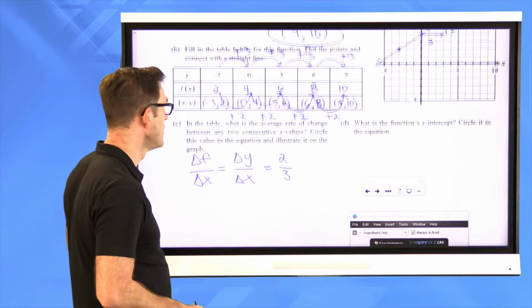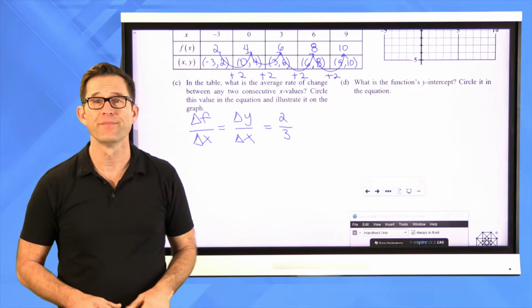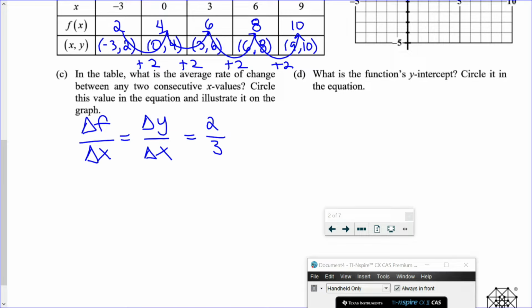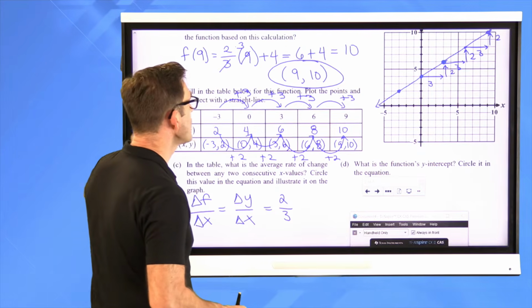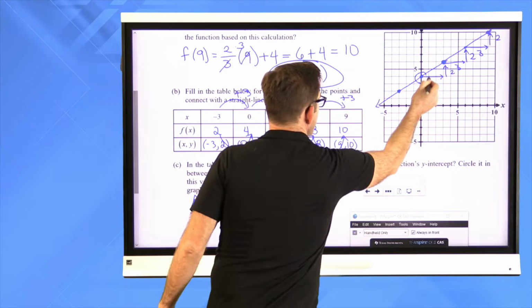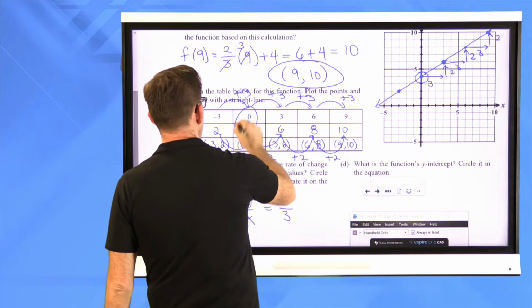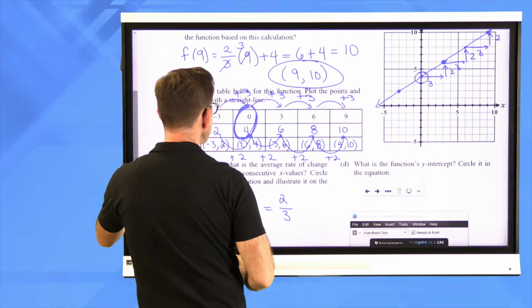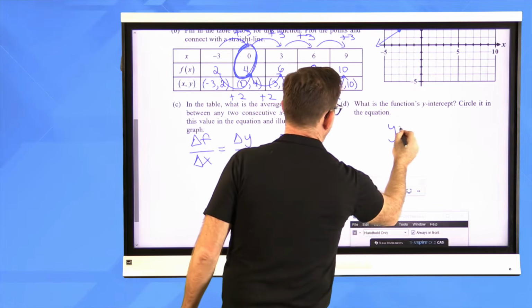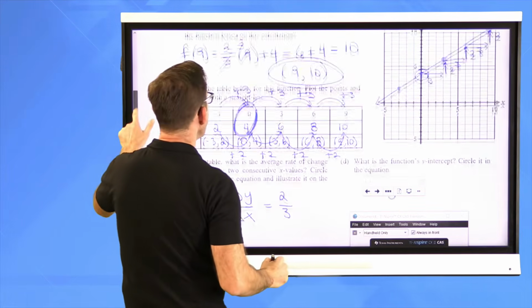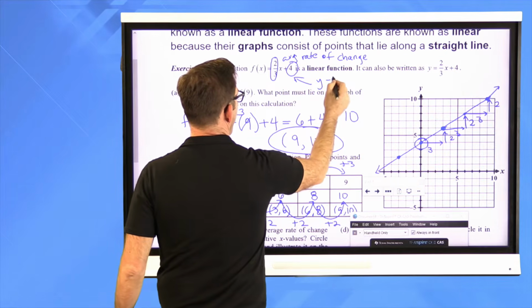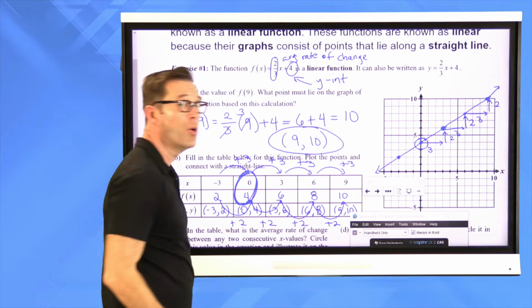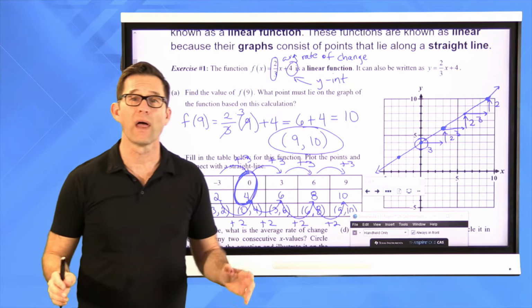All right. Now the other piece is letter D. What is the function's y-intercept? Circle it on the equation. All right. Well, again, let's just talk about this. This is very, very simple, right? We can look right here. There's our y-intercept. We can even see it in the formula. The y-intercept always occurs where the input is 0. So the y-intercept is y equals 4. And that shows up right here in the equation. There is our y-intercept.